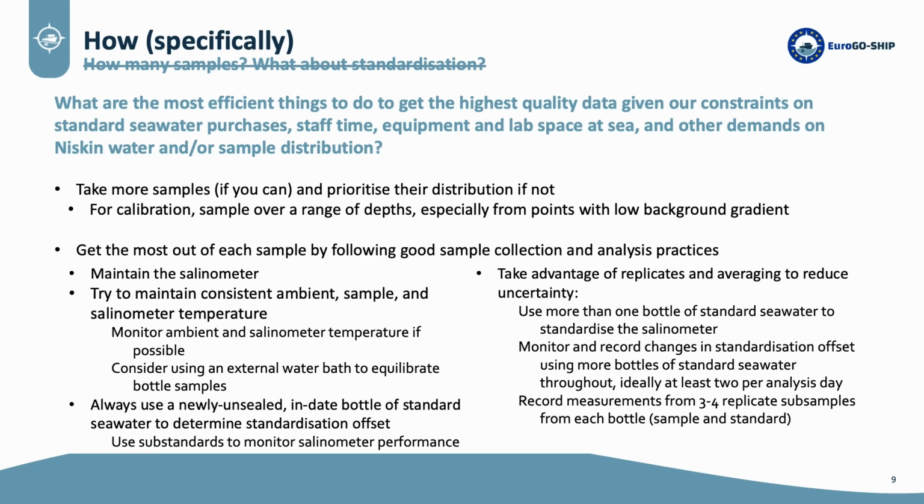And finally, take advantage of replicates and averaging to reduce the uncertainty. So use more than one bottle of standard seawater when you're initially standardizing the salinometer. Monitor and record the changes in the standardization offset using, again, more new bottles of standard seawater throughout the time over which you're running samples, ideally at least 2 per analysis day. And record measurements from 3 to 4 replicate subsamples from each bottle, whether sample or standard. These independent measurements do help reduce the noise.